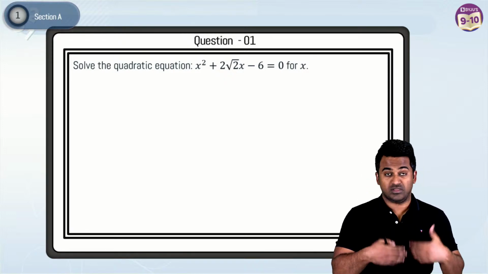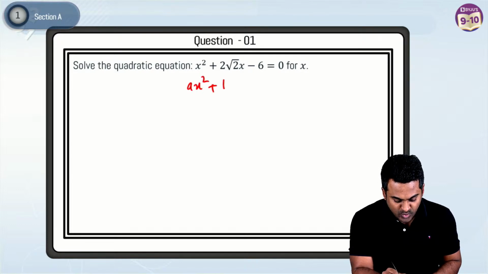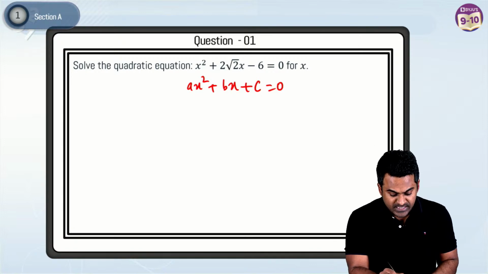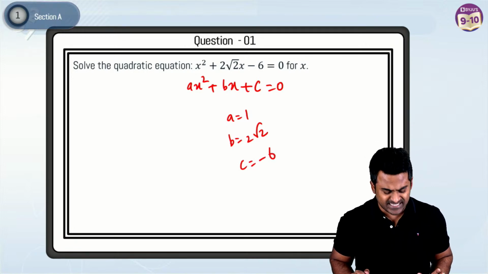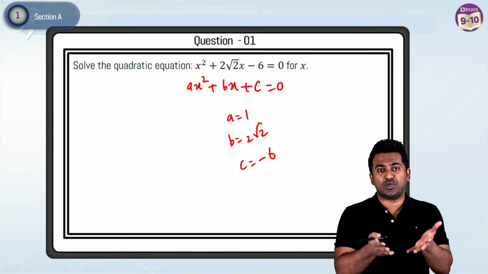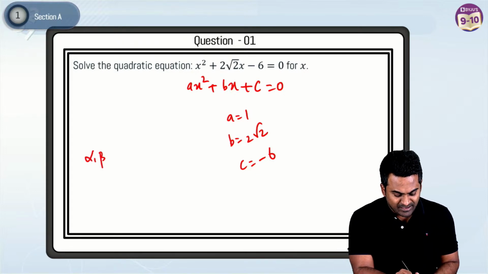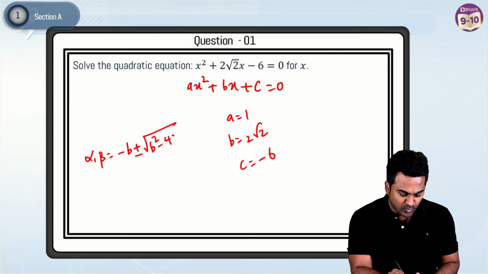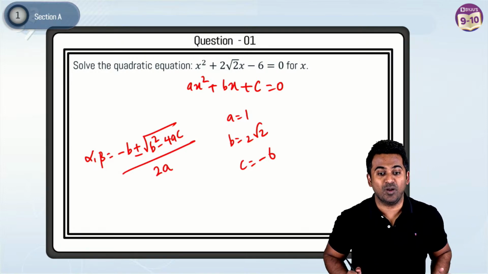The best method in which you may have progressed was this. Compare with the standard form, ax squared plus bx plus c. Figure out a, b, c. As you can see, a is 1, b is 2√2, and c, be careful, it was -6. All you had to do was substitute these values of a, b, and c in the formula. Let's say the two roots are alpha and beta. The formula is -b plus or minus square root of b squared minus 4ac, divided by 2a, and you would get both the roots.